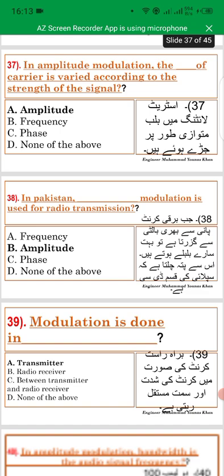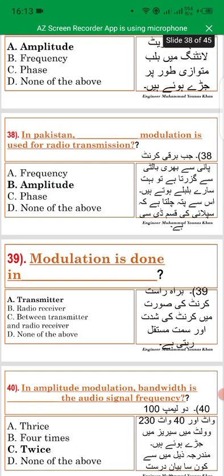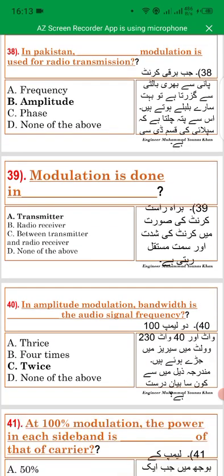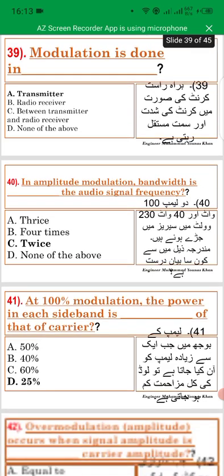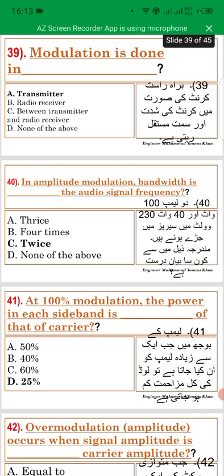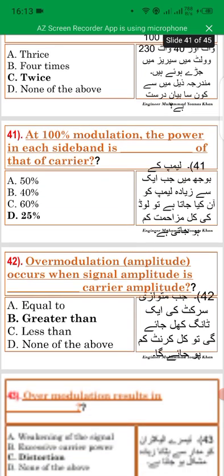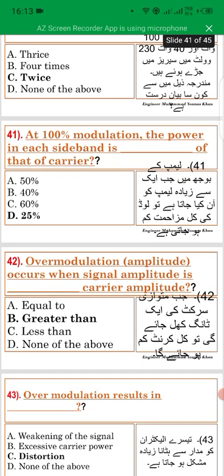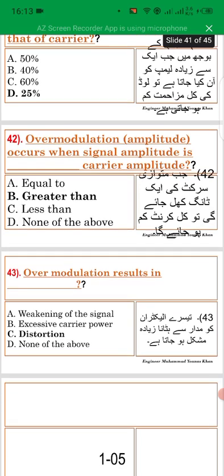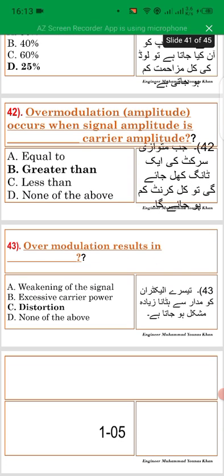In Pakistan, amplitude modulation is used for radio transmission. Modulation is done in the transmitter. In amplitude modulation, bandwidth is twice the audio signal frequency. At 100 percent modulation, the power in each sideband is 25% of that of the carrier. Over-modulation occurs when signal amplitude is greater than carrier amplitude. Over-modulation results in distortion.